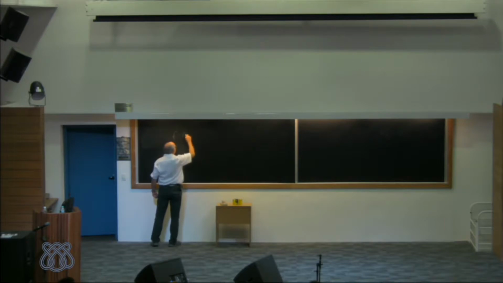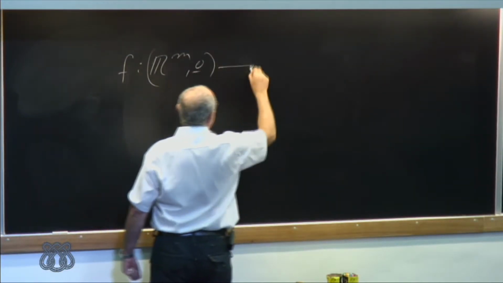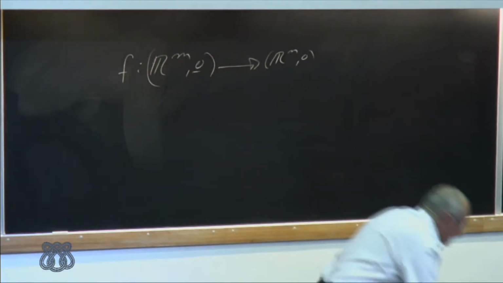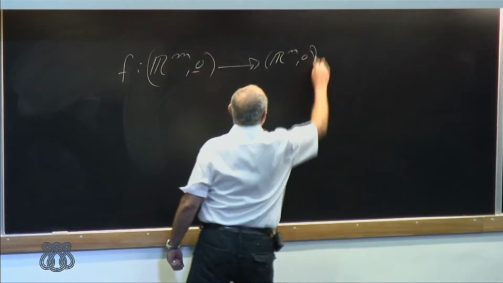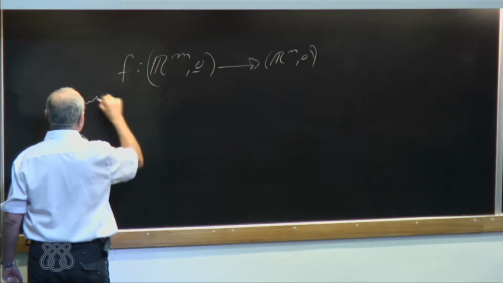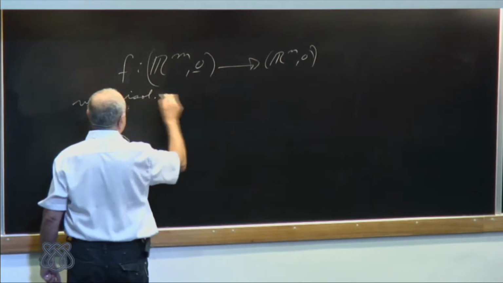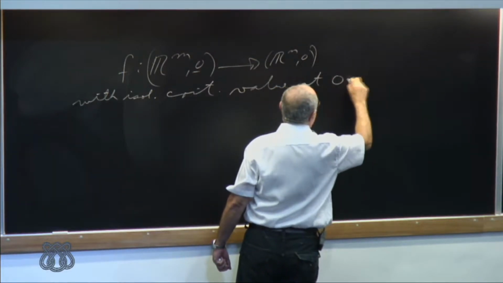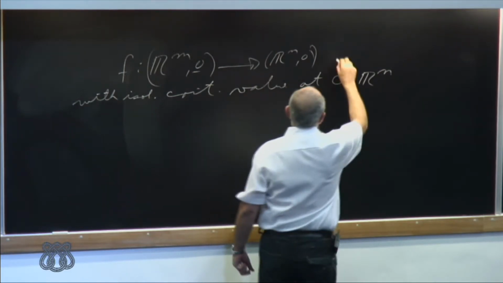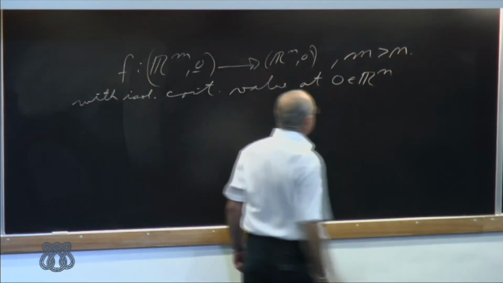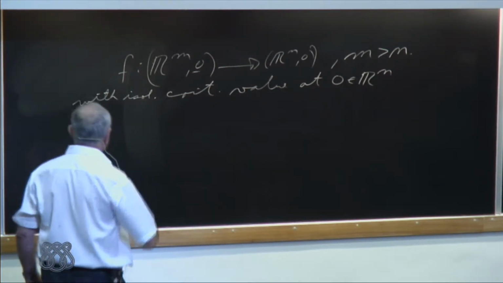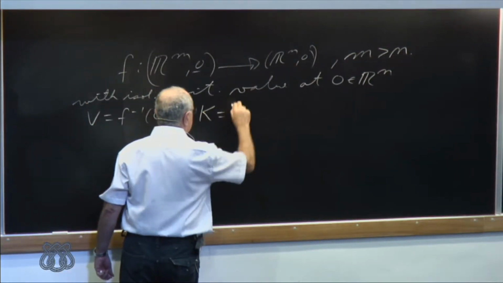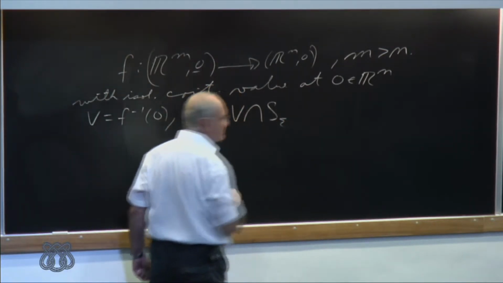So consider a map from Rm into Rn, with isolated critical value at 0 in Rn. And I'm assuming m bigger than n. So we take the vanishing set V. We have the link, the intersection of V with some sufficiently small sphere.